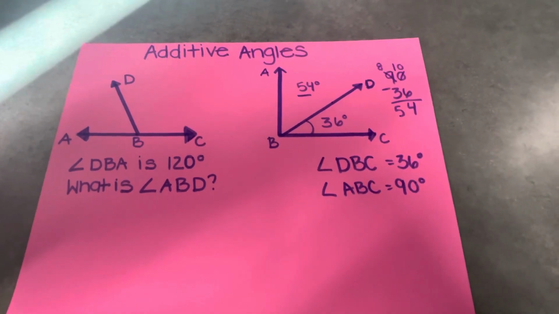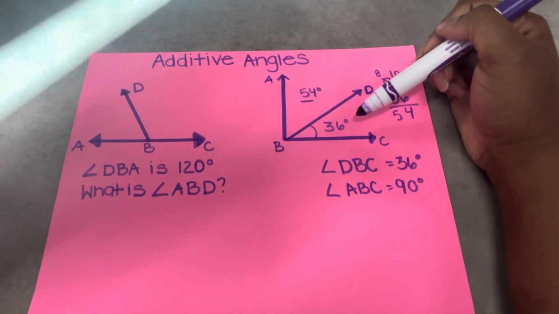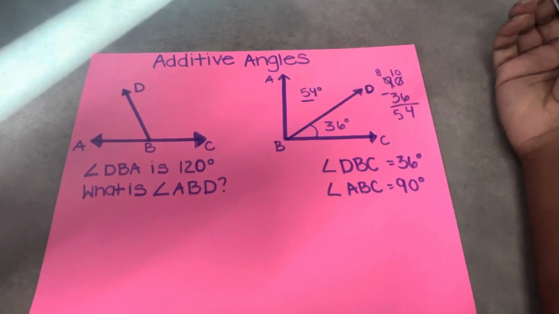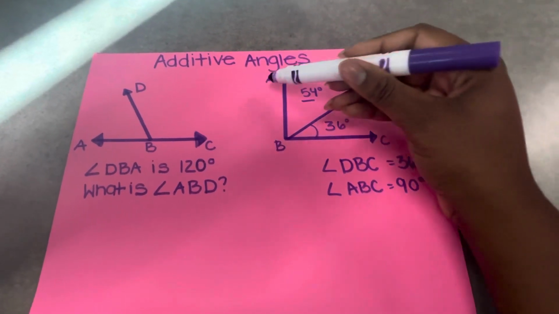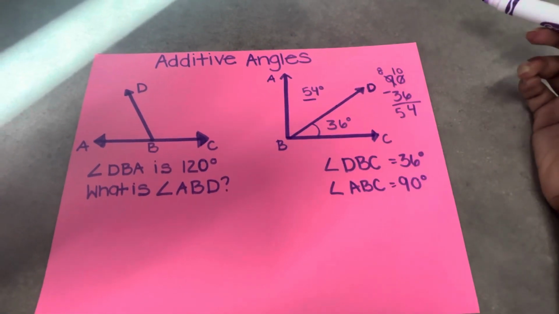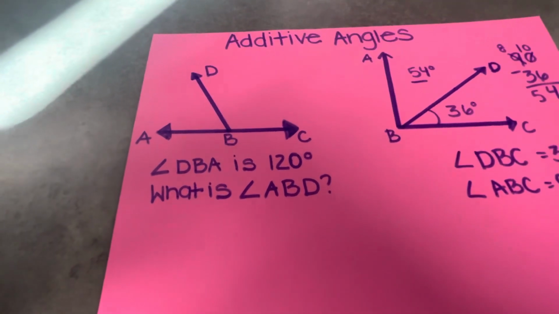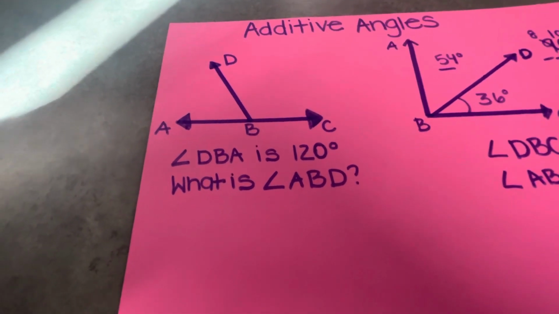Now, how could I check my work? Of course, I can go back and add these two numbers together, 54 and 36, and I should be able to get the combined total of 90 degrees, which is the angle measurement for ABC. Now let's look at this one. This one might be a little bit confusing, but let's think about what we know, okay?